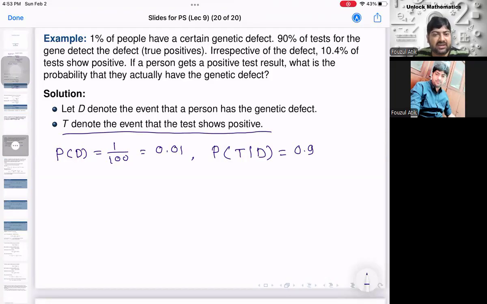And what is given? Irrespective of the defect, 10.4% of the tests show positive. That means T will always show positiveness at 10.4%, whether the person has that defect or not. So it is basically P of T, which is 10.4%. So 10.4 divided by 100 will give you 0.104.